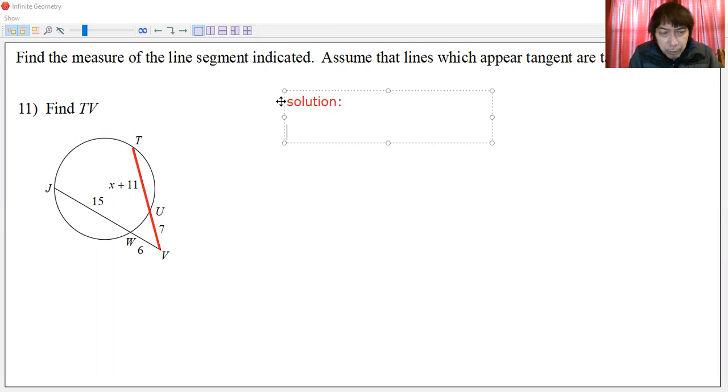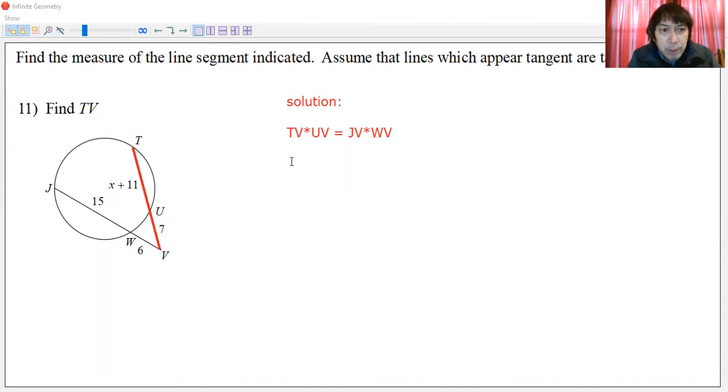Our working equation will be the entire length of the secant TV multiplied by its external UV must be equal to the other secant JV times its corresponding external WV. There. Okay, here's our working equation. Let's use the expressions.